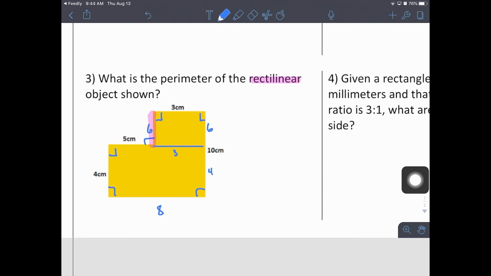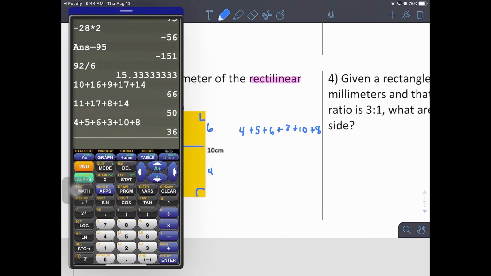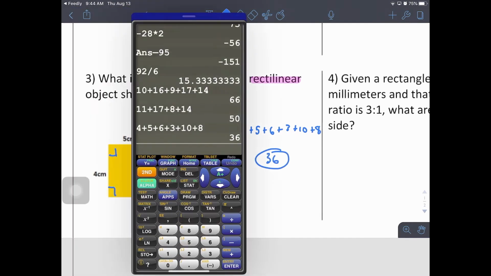So now when I add up all the sides, I'll start with this 4 and I'll go around the figure. So I've got 4 plus 5 plus 6 plus 3 plus 10 plus 8. All right, add up all those sides, that will get us our perimeter. We end up with 36 as our perimeter.